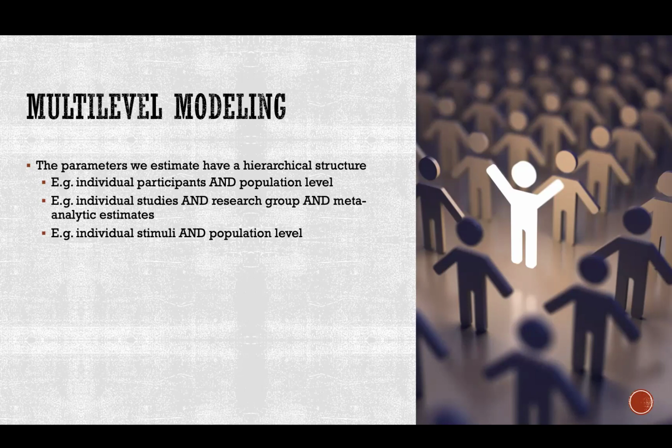Or we might have that if we subject participants to different stimuli, right? We have the average effect of stimulus 1, the average effect of stimulus 2, and across all the stimuli, an average effect of the condition. Right? So these are the kind of things that we're trying to describe when we do multi-level modeling. What if there are multiple levels at which we're estimating the parameter?